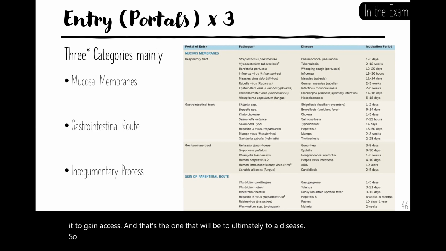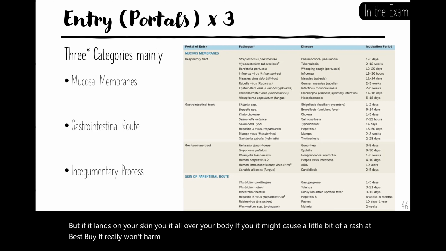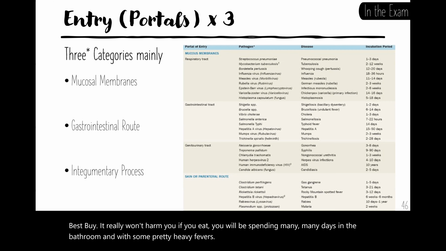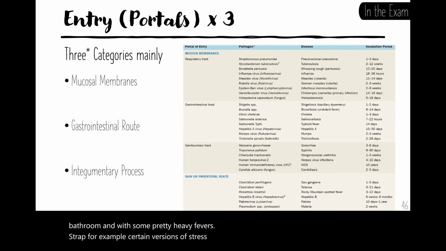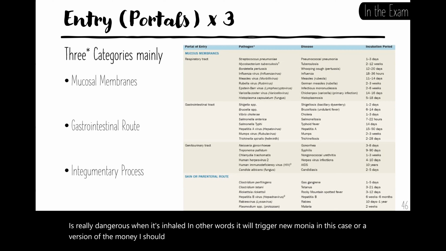So, for example, certain types of salmonella are typically only dangerous if you consume them, all right? But if it lands on your skin and you rub it all over your body, it might cause a little bit of a rash at best, but really won't harm you. But if you do eat it, you will be spending many, many days in the bathroom with some pretty heavy fevers. Certain versions of strep, Streptococcus pneumoniae, are really only dangerous when inhaled. In other words, it'll trigger pneumonia, or a version of pneumonia, I should say, when you breathe it in. But if you eat it, it actually does absolutely nothing to you, right?